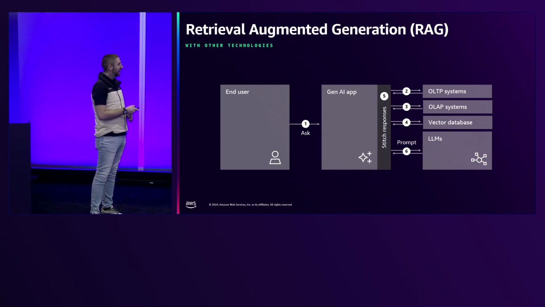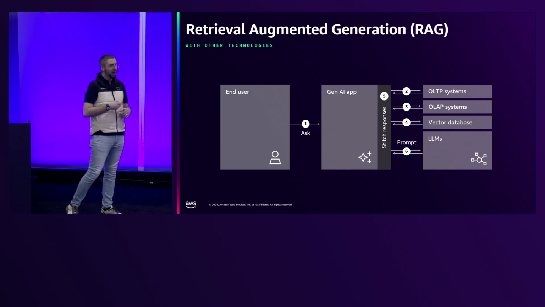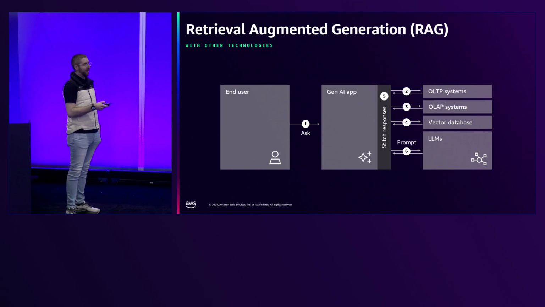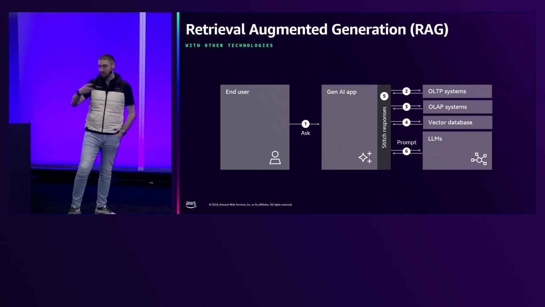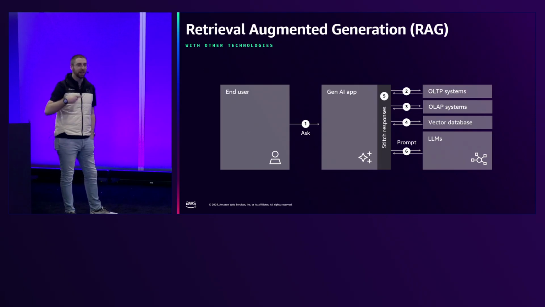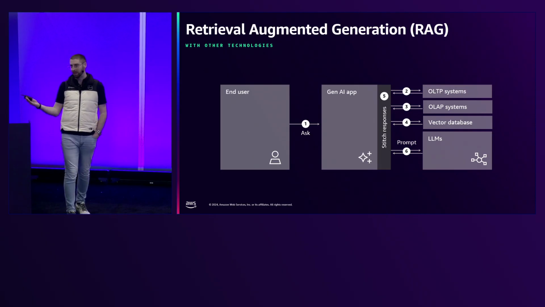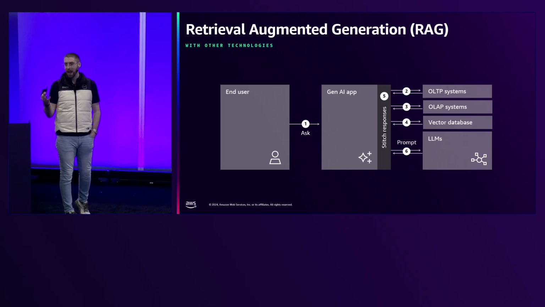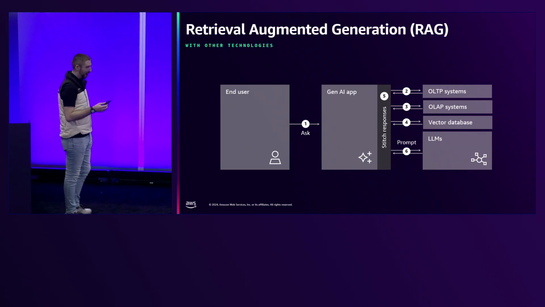It's great that I have my end user and they have a question, but when I actually ask that question, I go to the transactional system, that OLTP system. I bring that data in. I go to the OLAP system, I bring that data in. I go to the vector database, and then I bring that data in. And each one of these introduces additional latency, round-trip latency. It introduces complexity. It introduces cost as well. And the point of this is there really is a better way.